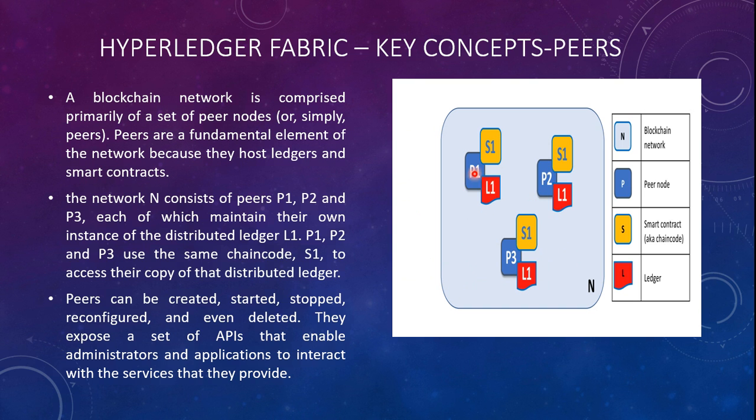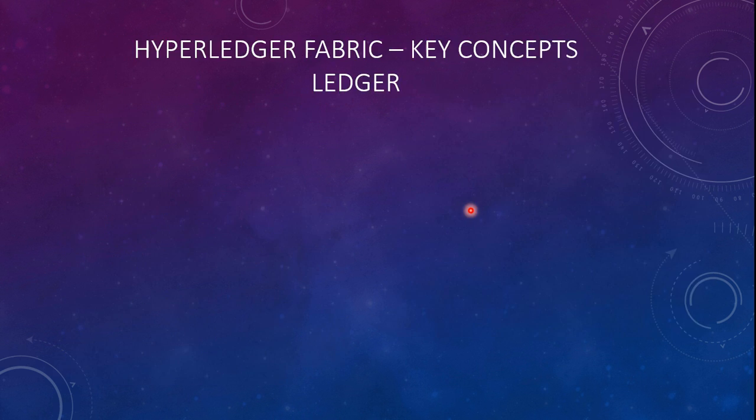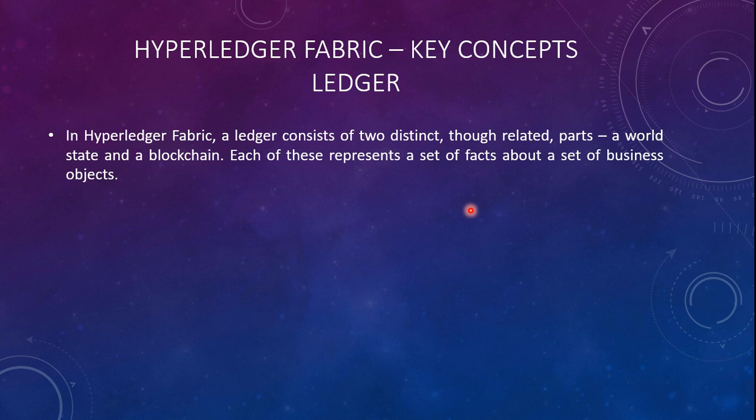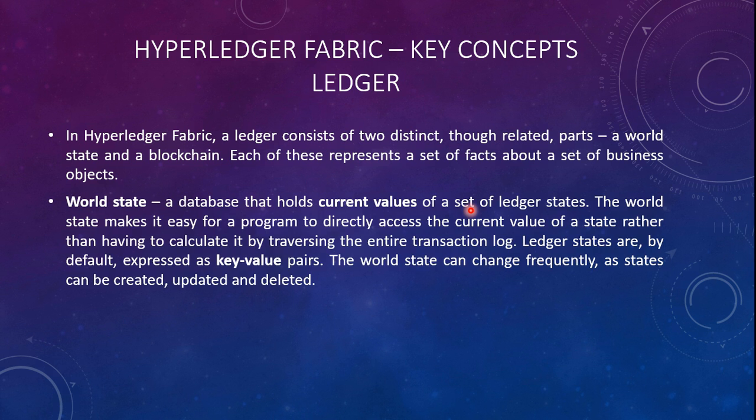This copy of ledger L1 is the same for all the peers because they are all on the same channel. Now let's look at what is a ledger. A ledger consists of two distinct though related parts: a world state and a blockchain, also called the transaction log. Each of these represents a set of facts about a set of business objects.